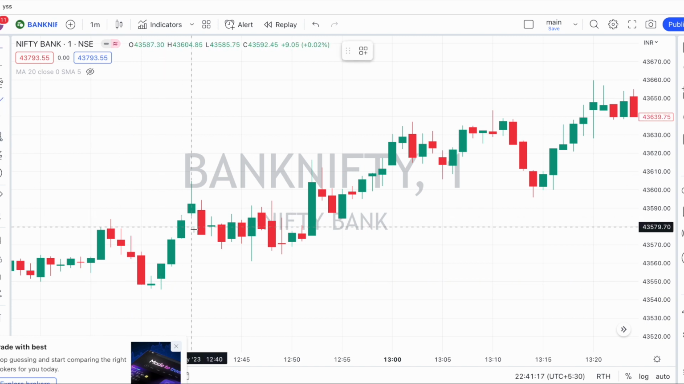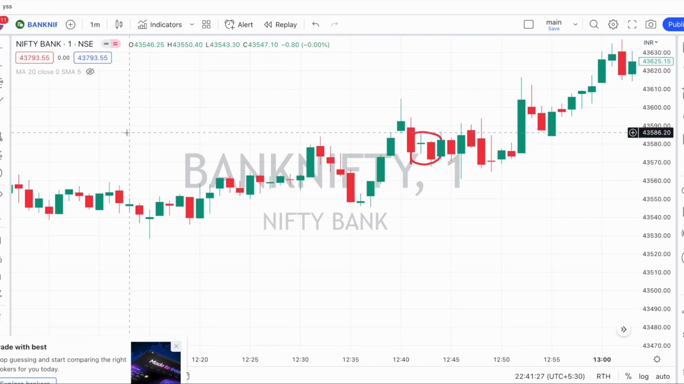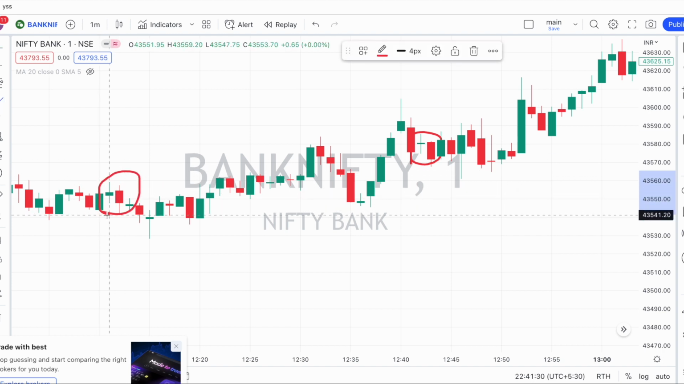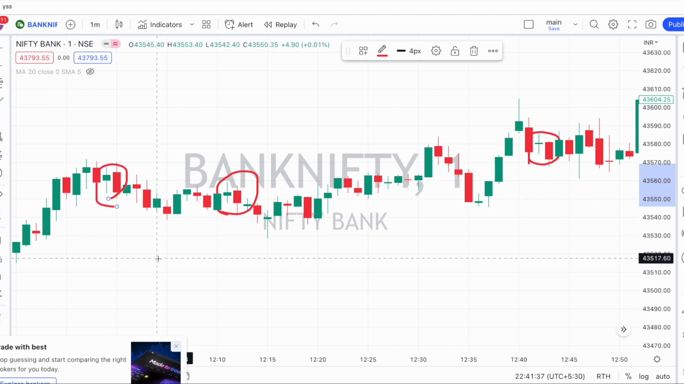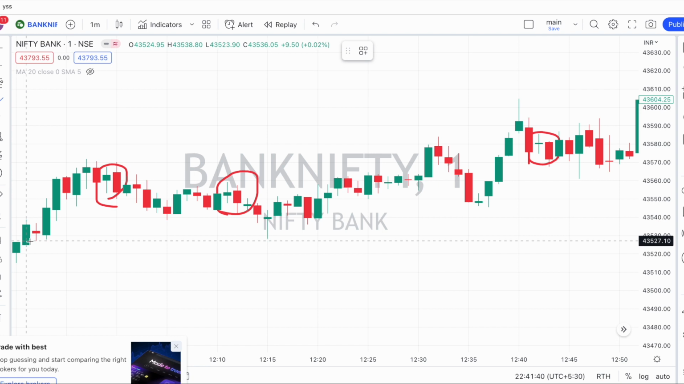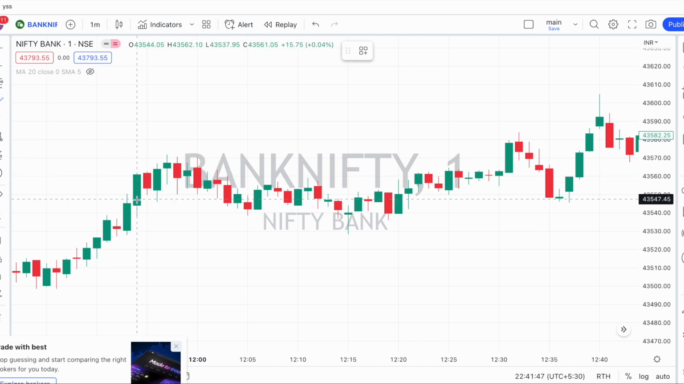So if you look at this, the body of the green candle is eaten up by the red candle. So this is a bearish engulfing pattern. Look at this, this is a bearish engulfing pattern. This is a bearish engulfing pattern. So this is what we call a bearish engulfing pattern. Over here as well, we see a bearish engulfing pattern. Now if I ask you, what is this pattern? This is a bullish engulfing pattern, right? Because the body of the red candle is completely eaten up by the body of the green candle. So this is what a bearish and bullish engulfing pattern is.